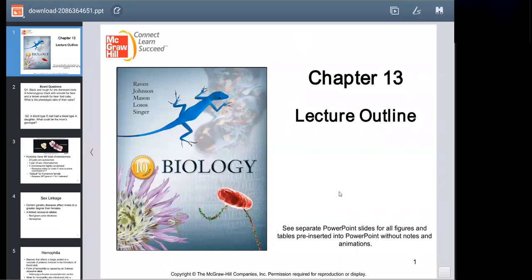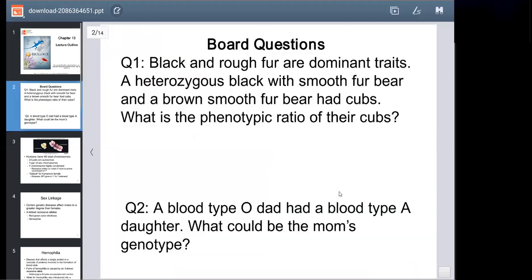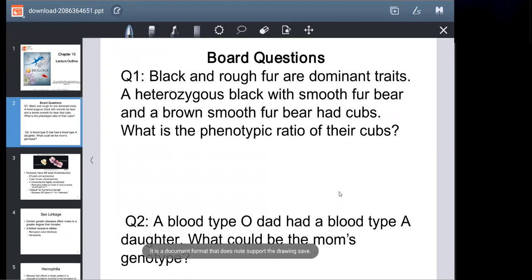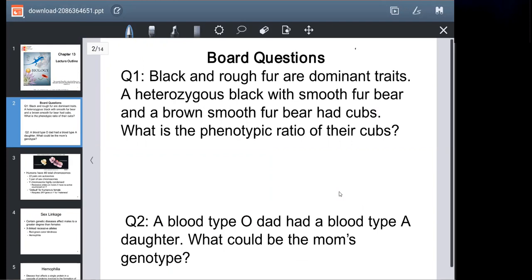In this video, we're going to cover chapter 13. Before we go on to chapter 13, let's do a quick review question. If you have black and rough fur, and this is a dominant trait, this particular question is now getting into a two-trait question, which is new. The idea is, can you do one of these two-trait questions?